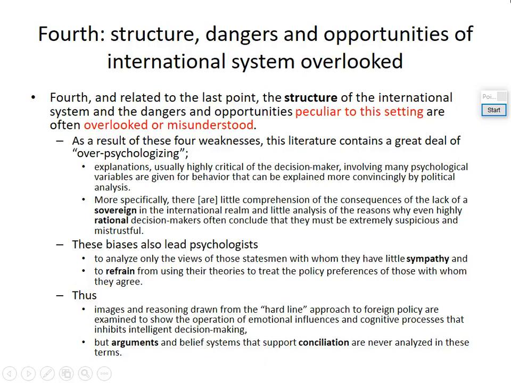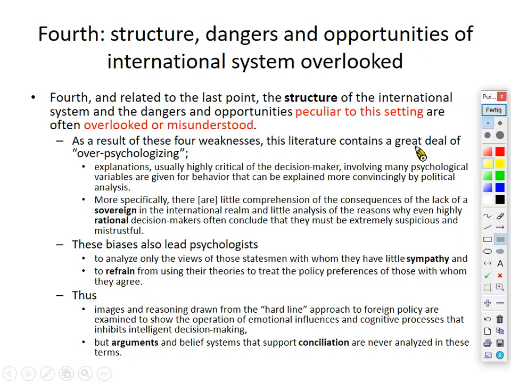Okay, in what way? Let's see this one. As a result of these four weaknesses, this literature contains a great deal of over-psychologizing. Here is a very interesting phrase: over-psychologizing. That is, we tend to analyze the interaction from psychological perspectives. We provide a lot of psychological reasoning in the analysis of international relations. But basically, this is wrong.